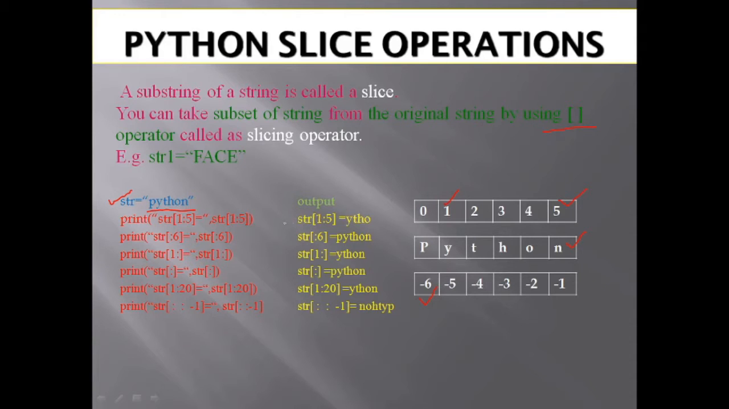Now see this example here, str[1:5]. Here the first position is called the starting position and the second position is called the ending position. That means where we have to start, and the ending position means up to where we have to read the particular string. Now here we have to start from index value 1. So in this str we will start reading from the second position, that is the index value 1, that is the y character.